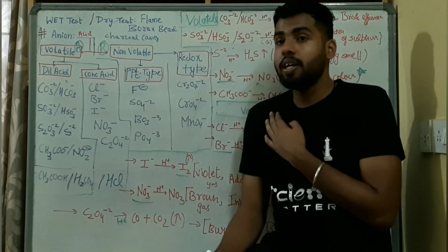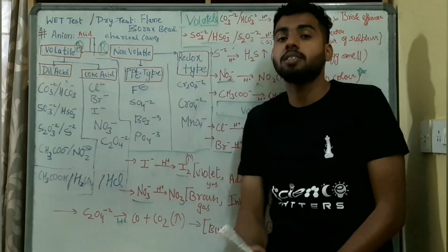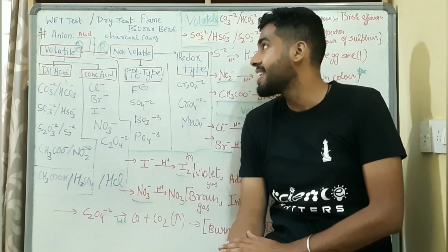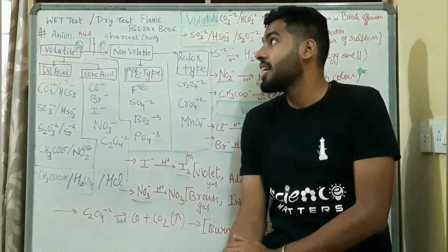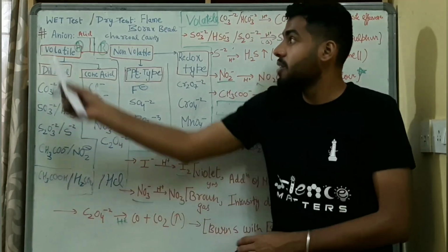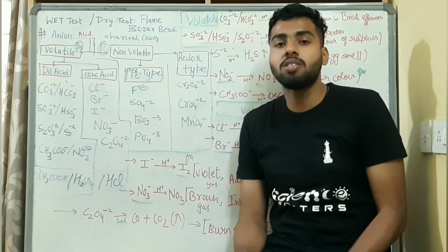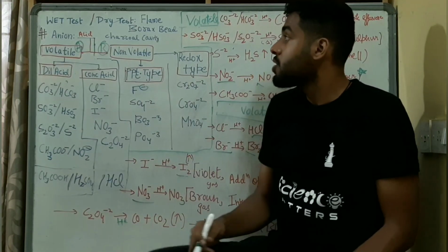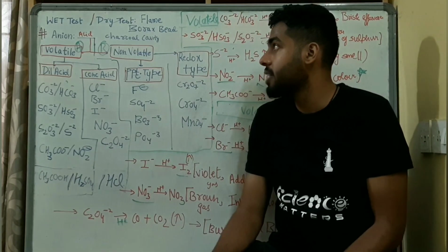In general, there are two types of tests, the dry test and the wet test. For the dry test, you must have heard of the borax bead test, charcoal cavity test, and flame test for barium, calcium and all. The other test is called the wet test, where you do the reaction in some kind of solution. Okay, so those are wet tests. Today we'll do the acidic radical part.